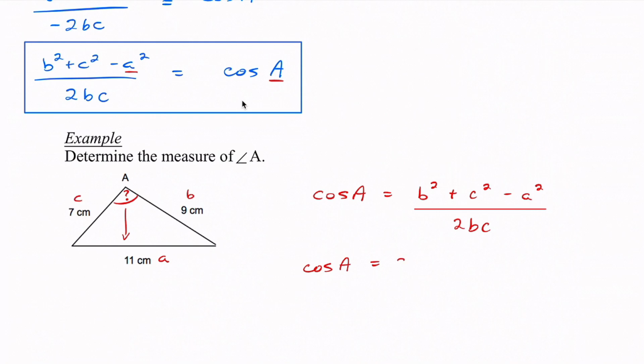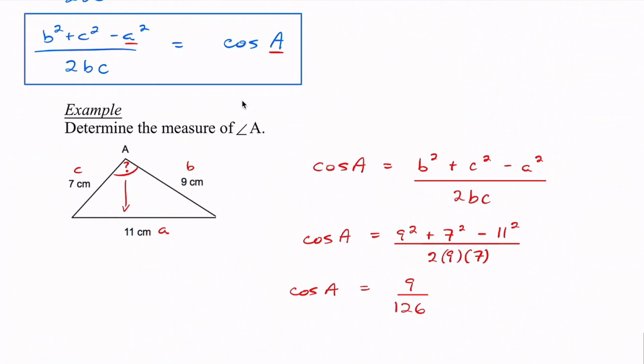So B squared, that's 9 squared, plus C squared, that's 7 squared. And it wouldn't matter which one I said was B or C. I could flip it, I'll still get the same thing. And then minus A squared, that was 11. All divided by 2 times B, which was 9, times C, which was 7. Okay, if we simplify the top of that, the 9 squared plus 7 squared minus 11 squared, you're going to get 9. If you simplify the denominator there, you're going to get 126.